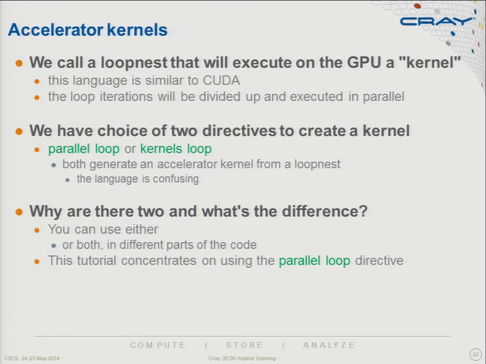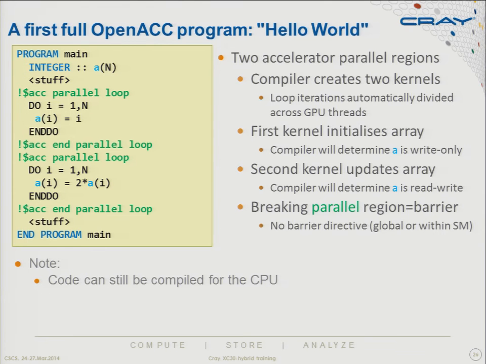There are two ways to say this loop nest should be divided up, parallel loop and kernels loop. And when you read the standard, it's very confusing as to why there are two. It's for historical reasons. They do have slightly different use cases, but I always use parallel loop. If you really want to know the difference, we can talk about it later.